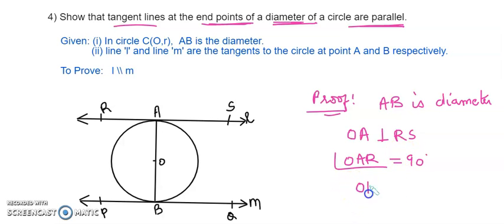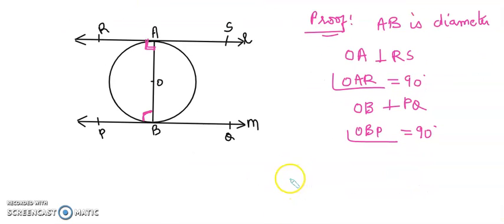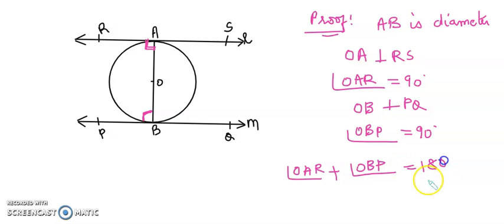Similarly, can I say OB is perpendicular to PQ? Because PQ is again a tangent. So we are getting OBP is equal to 90. Let's mark it. Okay, this is 90 and this is 90. Now, if I add these two angles, is it supplementary? Yes. So what are we going to write down here? We are going to say OAR plus OBP is equal to 180, and they form co-interior angles.